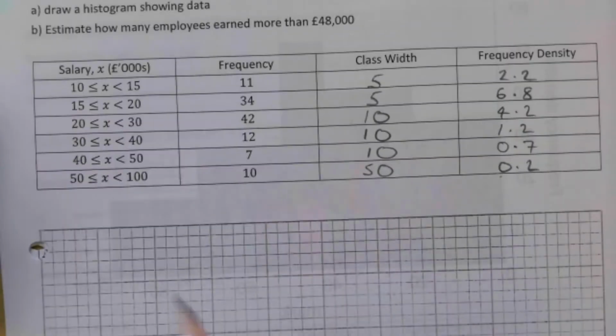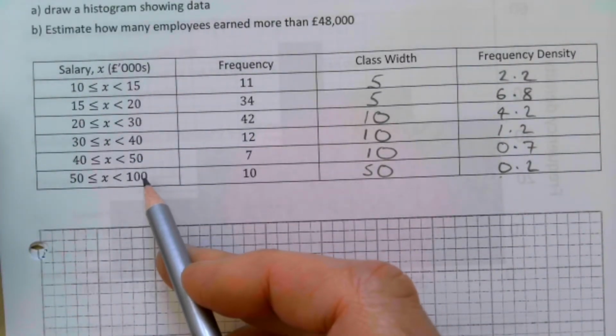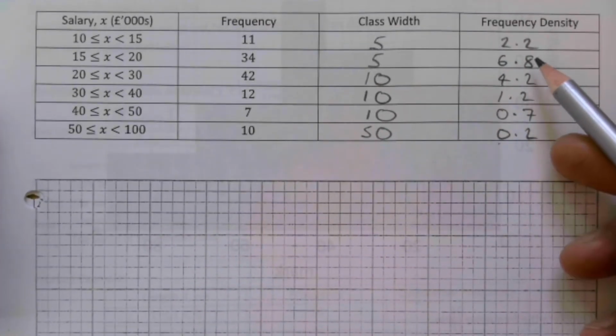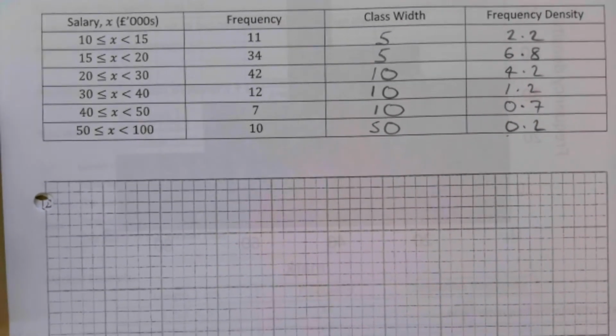We then need to plot this. So going along, our bottom is going to go, I guess, from 10 to 100. Going up the side, we need to go as high as 6.8. So it's a fairly handy sized shape we have here.